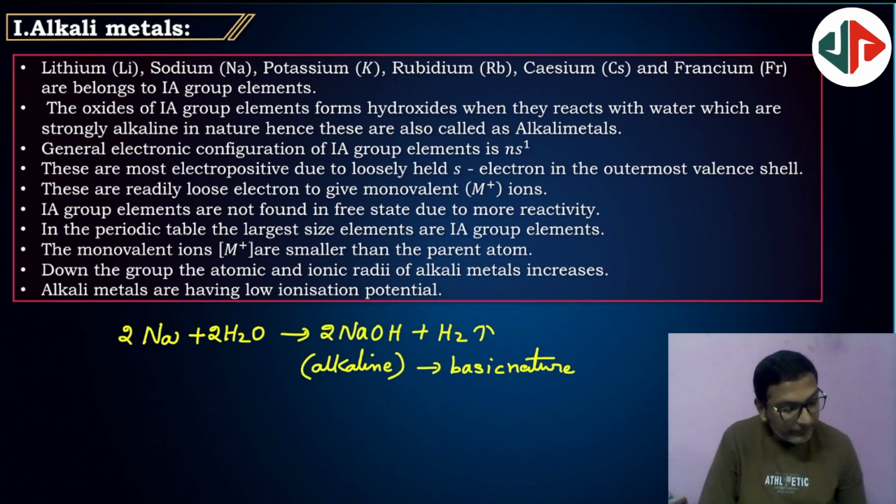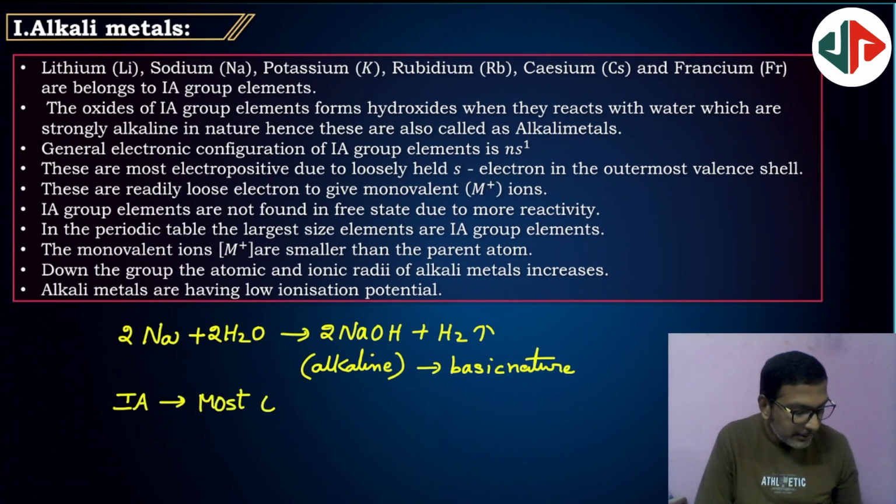Next point. The general electronic configuration of 1A is ns1. Only one valence electron is present. These are highly electropositive because they can lose s electrons very easily. First A group elements are the most electropositive elements. Very important. These elements can lose s electrons very easily.